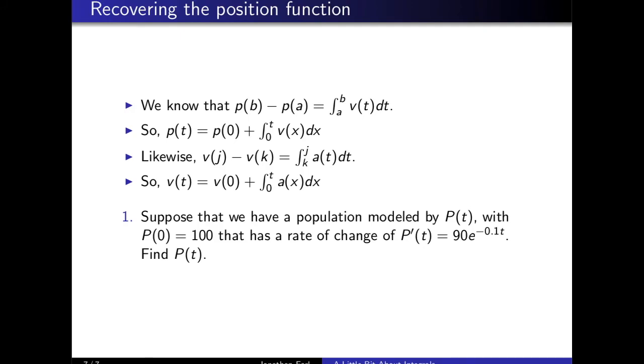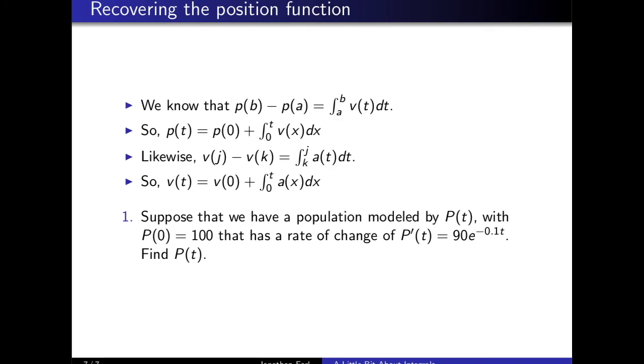Okay, so the final thing that we need to talk about here. Suppose we wanted to recover the position function. We know that the difference between the start and the end is found by p of b minus p of a, which is equal to the integral from a to b of v of t. So if we wanted to find the position function in general, and we started with p of 0, we could say that p of t is equal to p of 0 plus the integral from 0 to t of v of x dx. And we could do the same thing if we had accelerations and velocities.